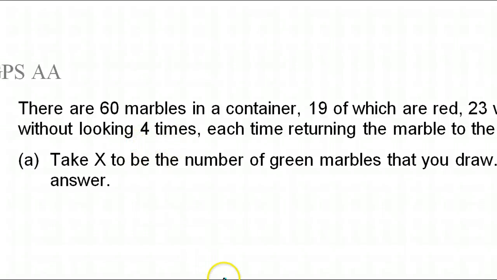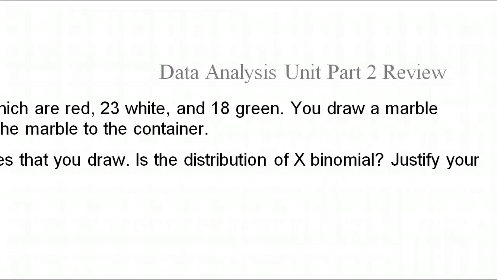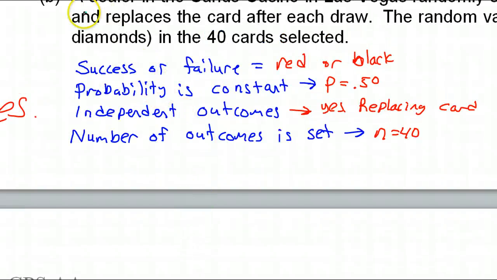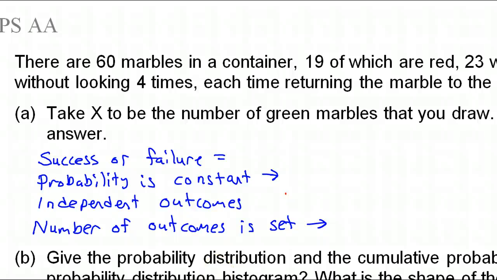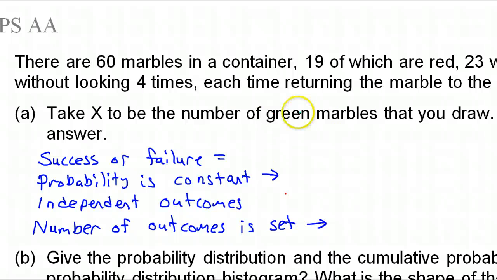Okay, you're drawing a marble 4 times. So take X to be the number of green marbles that you draw. Is it binomial? It's definitely going to be binomial. Our variable is X, the number of green marbles, so that's a success. So success is green, and a failure is not green. Those are the only two choices, either green or not green, success or failure. Probability is constant.